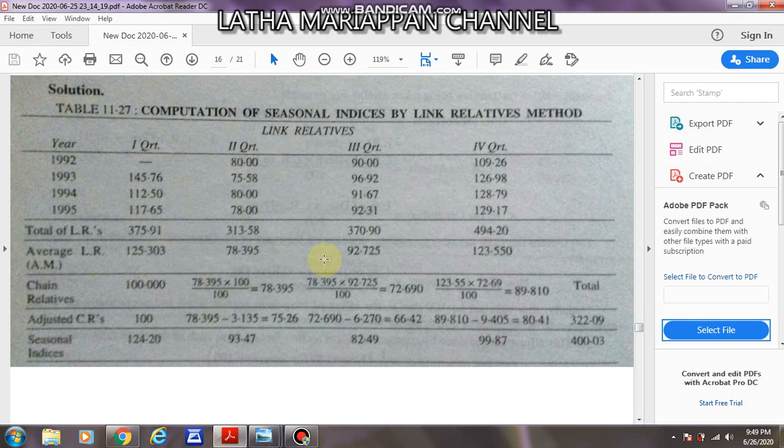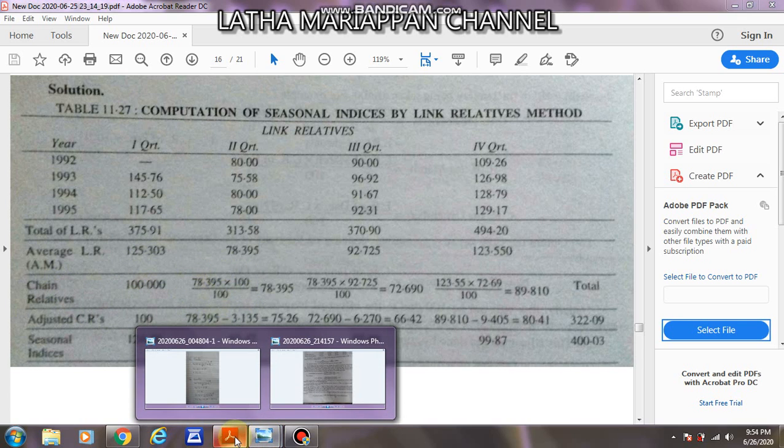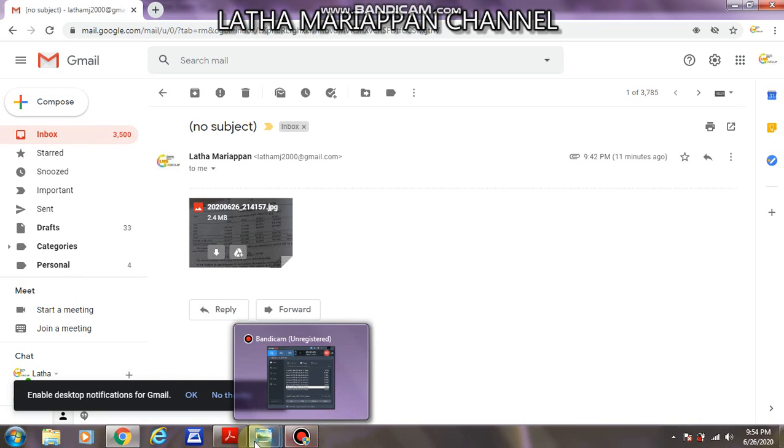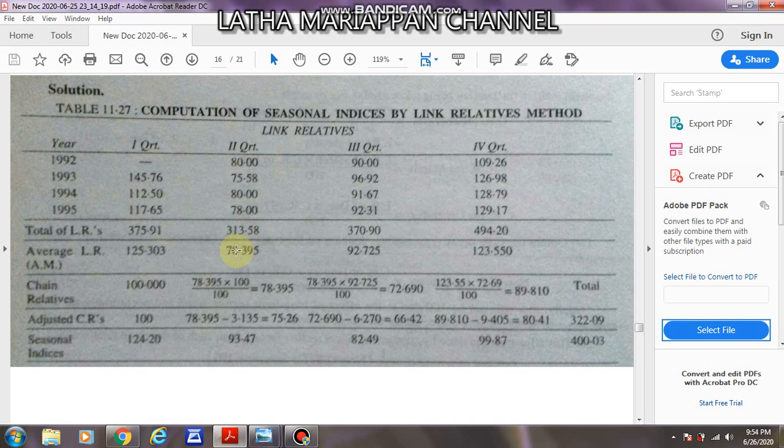Now the chain relative of the first quarter you always take as 100. To find the second quarter, you have to take the previous chain relative. So the link relative of the second quarter into the previous chain relative: 78.395 into the previous 100 divided by 100, you will get 78.395.